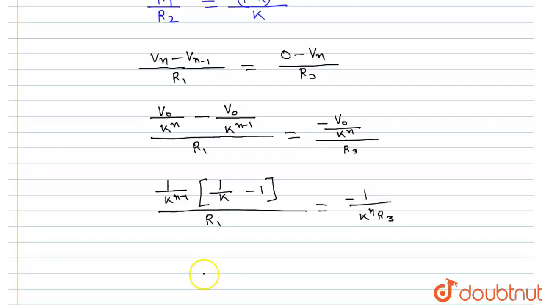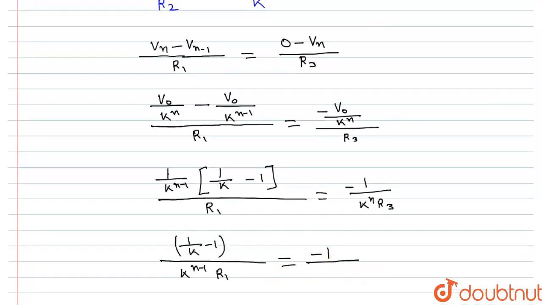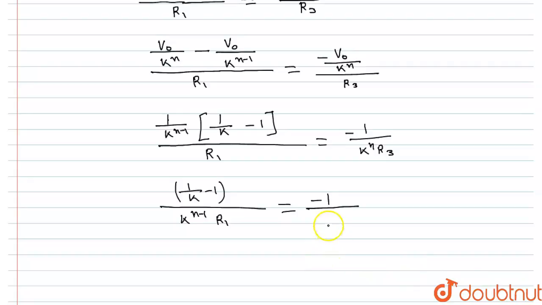Now from here we can see that this is equal to 1 by k minus 1 divided by k to the power n minus 1, and R1 is equal to minus 1 divided by k to the power n and R3. Clear.